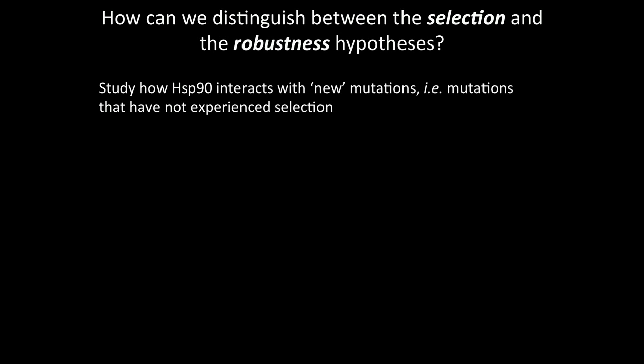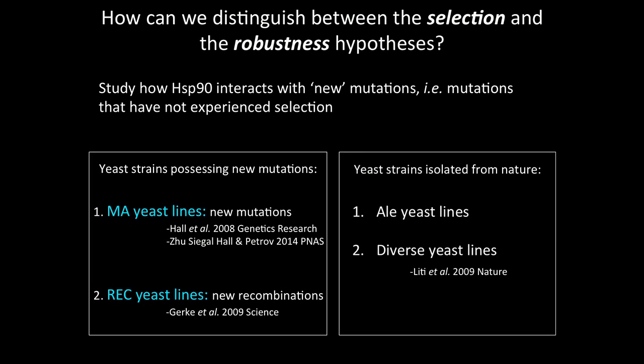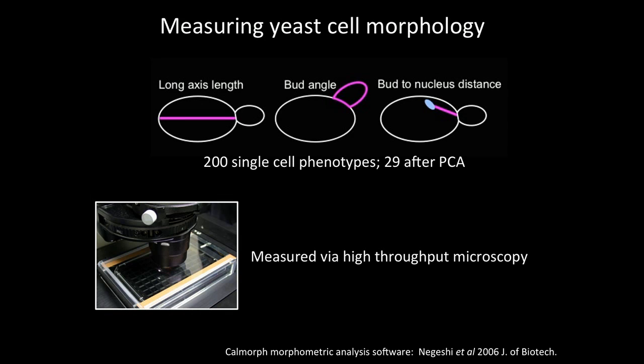So I do this study in yeast, and I focus on two collections of yeast strains that accumulated new mutations or new recombinations under reduced selection pressure. And as a control, I also studied two collections of yeast strains isolated from nature. The first I acquired from different breweries, and the second is a published collection of yeast from different environments around the world. So the phenotypes that I study are single-cell morphologies.